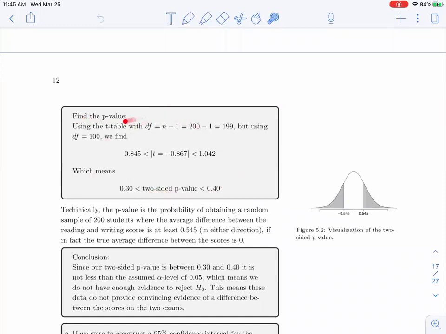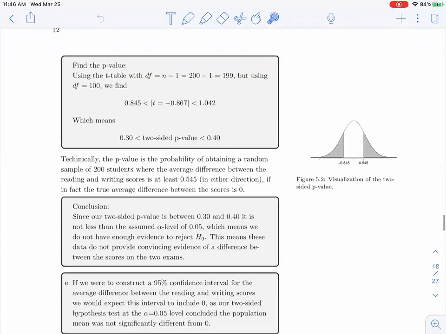And all of this, none of this is optional, right? So we have to say using the t-table with this many degrees of freedom. And then if you can't find that number, you'll say, but using whatever you decide to use. We find that the calculated t, and we wrap it up in the absolute value signs because that's how we drop the negative. The absolute value of t is between 0.845 and 1.042, which means that our two-sided p-value is somewhere between 0.3 and 0.4. Okay?